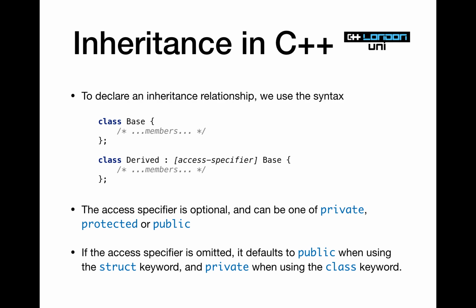The first one is that structs default to public access, and classes default to private access. The second is that structs default to public inheritance, and classes default to private inheritance. Structs public, classes private.